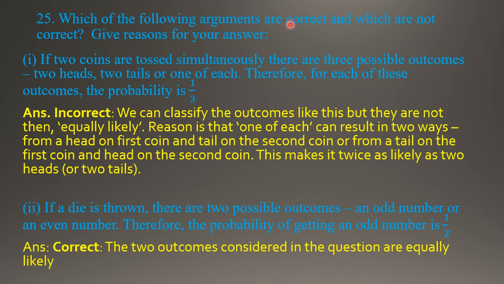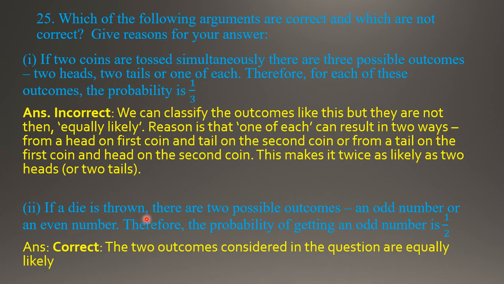Which of the following arguments are correct and which are not correct? Give reasons for your answer. First, if 2 coins are tossed simultaneously, there are 3 possible outcomes: 2 heads, 2 tails, or 1 of each. For each of these outcomes, the probability is 1 upon 3. Incorrect. Why? We can classify the outcomes like this, but they are not equally likely. One of each can result in two ways: head on the first coin and tail on the second, or a tail on the first coin and head on the second. This makes it twice as likely as two heads. Clear? Therefore, this is wrong.